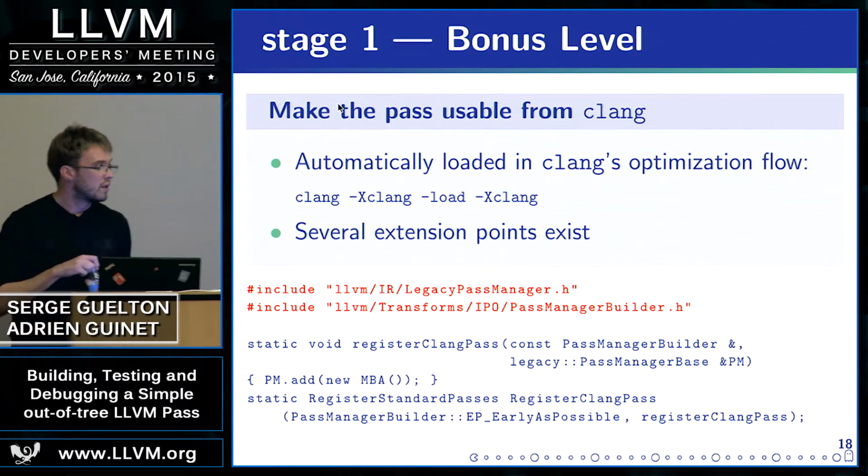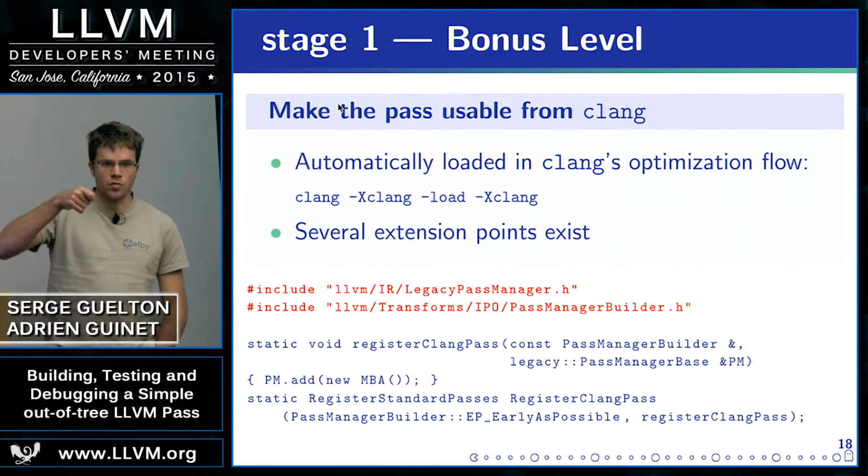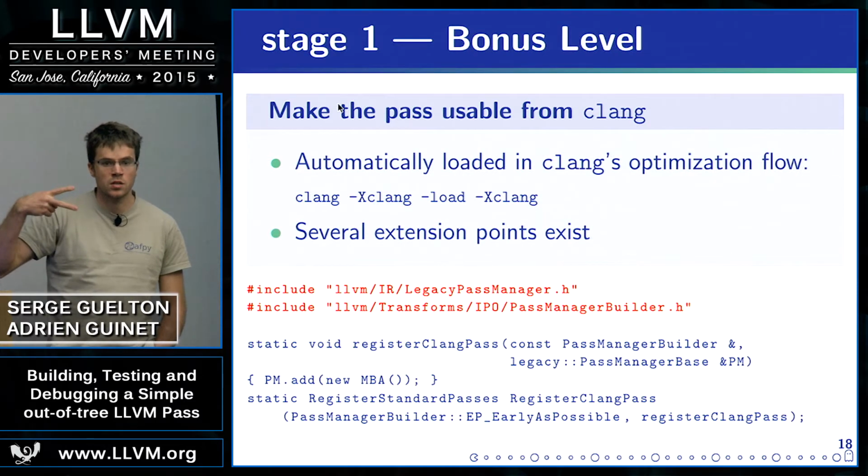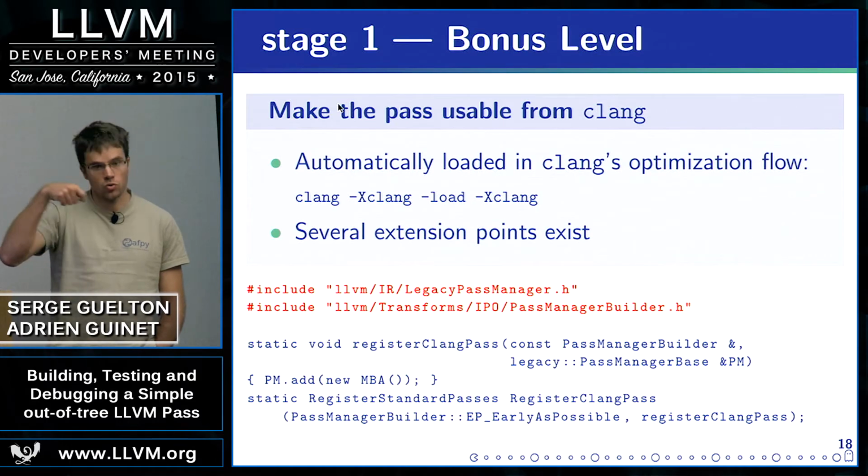Basically, opt gives you better control over the pass ordering because it does what you tell it to do. For example, if you want to apply the MBA transformation twice, you can do it with opt by calling minus MBA twice. But in Clang, you can no longer do this. You just register your pass at a certain extension point, and if you want to apply it twice, you have to register it twice at this extension point.